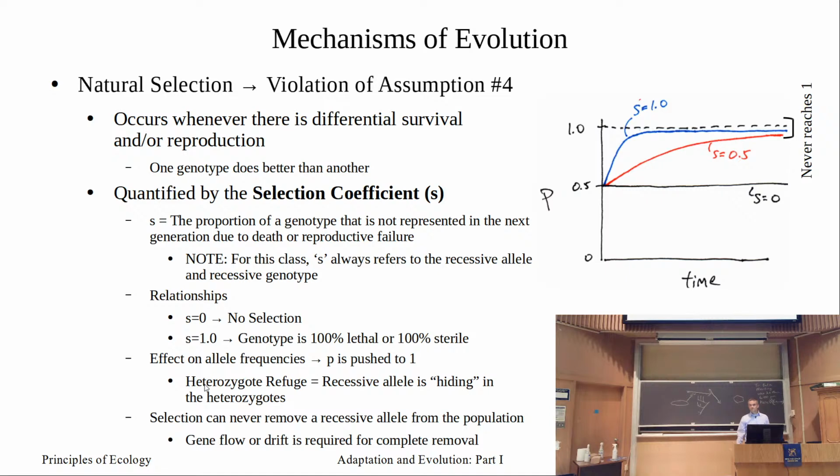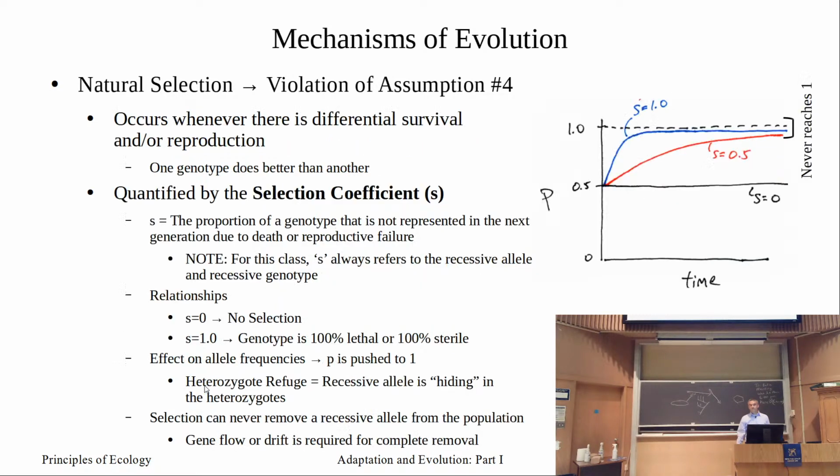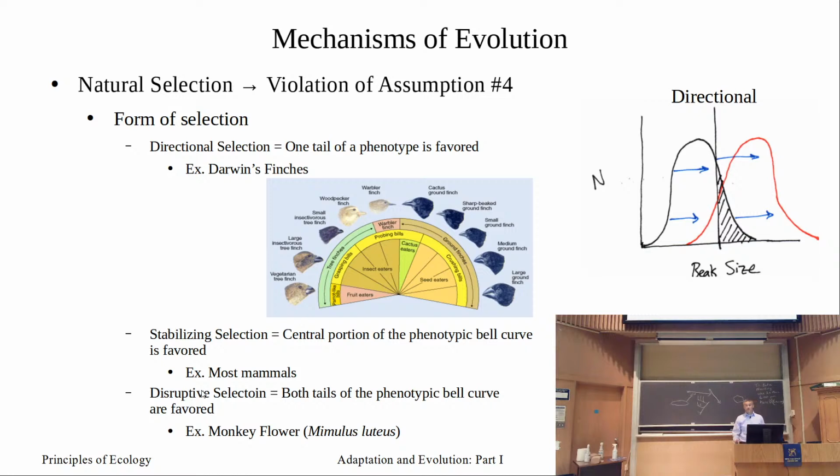Questions on that? All right, so selection can take on several different forms, and I'm sure you've seen this, so we'll just very quickly breeze through it. The 3 types of selection that you've encountered are directional selection, stabilizing selection, and disruptive selection. All 3 of them can occur.